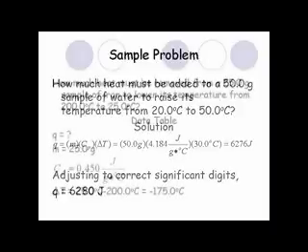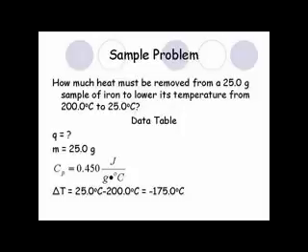Let's try another problem. Here we want to know how much heat must be removed from a 25-gram sample of iron to lower its temperature from 200 degrees Celsius to 25 degrees Celsius. So we set up our data table. We're trying to find Q, so we put a question mark there.